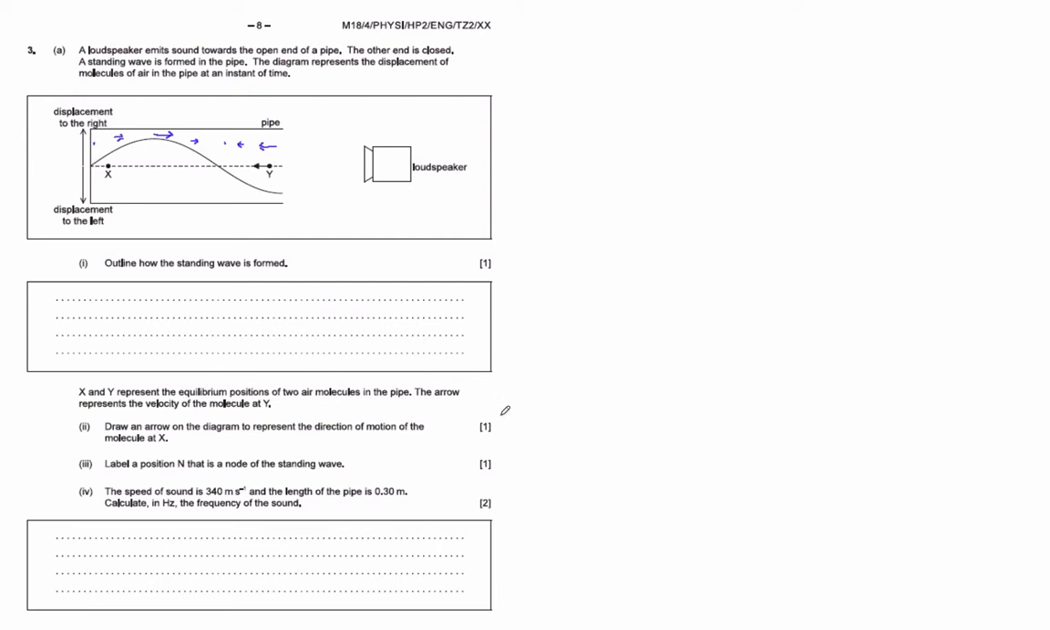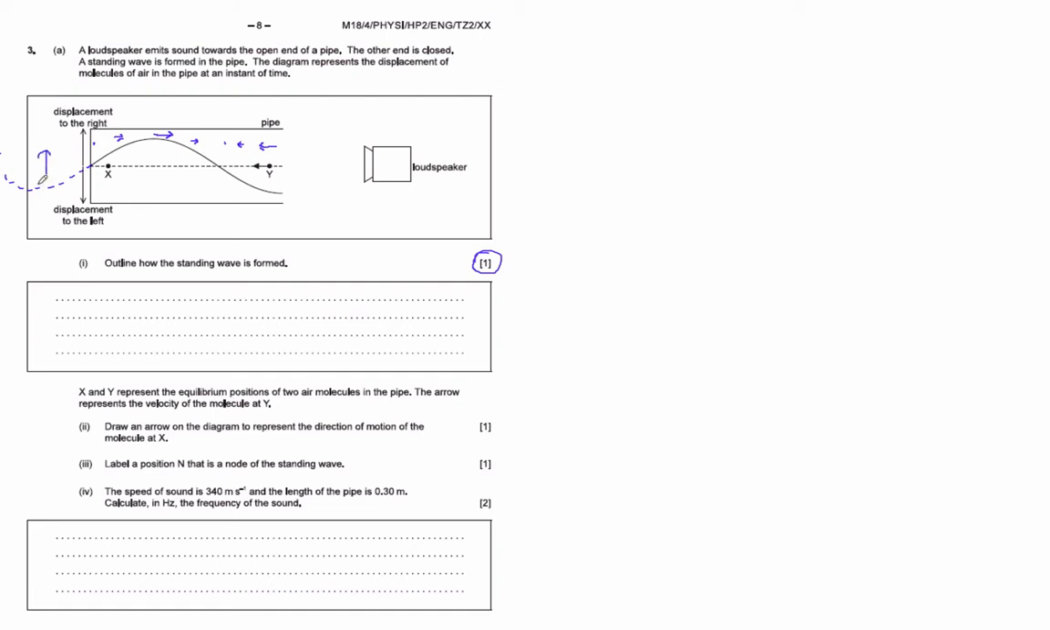Okay, so let's see. Outline how the standing wave is formed. I think I tried to explain this, right? But remember that this is a fixed end, right? So the wave that reflects off of this is going to be inverted, because fixed ends invert waves. And so the incoming wave, if it's this, the outgoing wave, if this wave were to continue, would be like that. But what reflects back is, of course, the inversion of this, right?